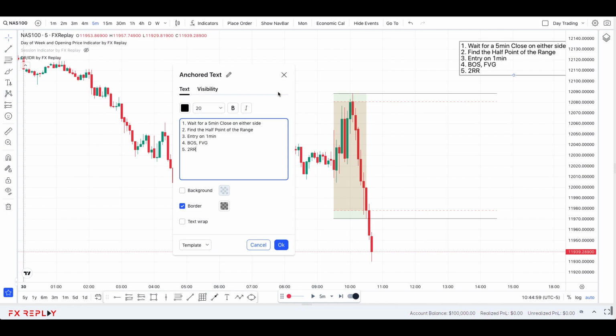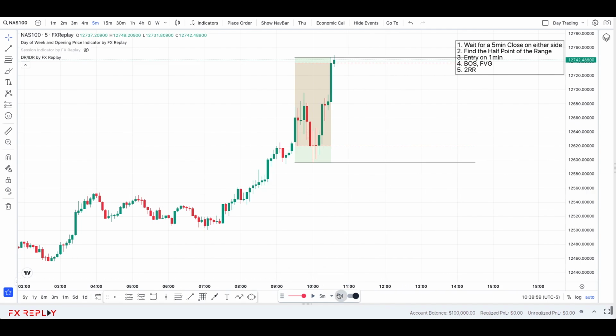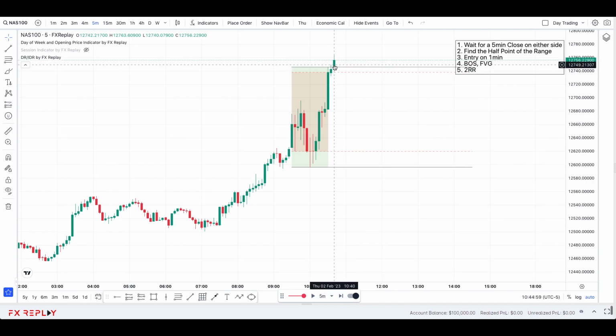So now I'll be showing you all the examples I was able to find during this month. Let's go over them quickly. So we have the range right there, and we just got a close above. So this means that there's a high probability that the low of the day will be this low right there.